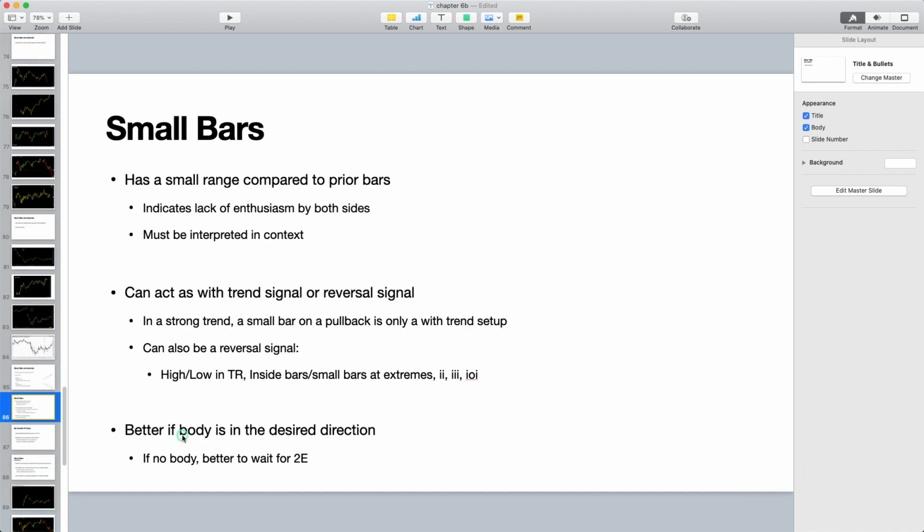And finally, as I mentioned, it's better if the body is in the desired direction. So if you're looking for a buy for a continuation, it's better if the small bar has bullish tone. If you're looking for a sell, it's better if the small bar has bearish tone. If there's no body, then it's better to wait for a second entry. If there's no body, that means that it's a perfect doji. And Al mentioned some things to watch out for.